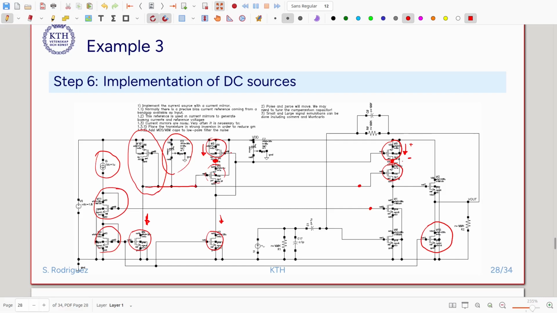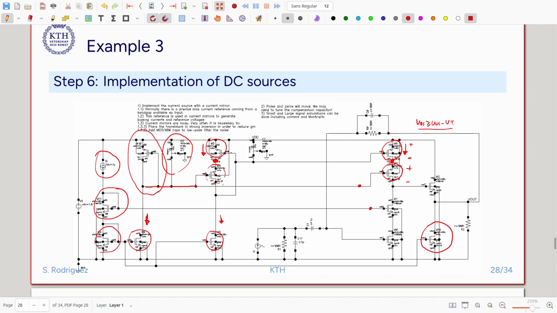So remember that if the transistors are in weak inversion, I need just around 100 millivolts. If the transistors are in strong inversion, I need to guarantee that VDS is larger than VGS minus VT. So I can try to put the VDS of this transistor close to the minimum, and then let this voltage of the cascode swing, to have a large swing.